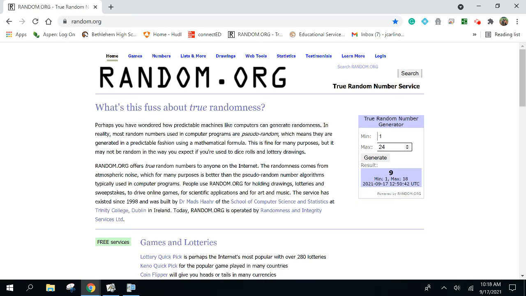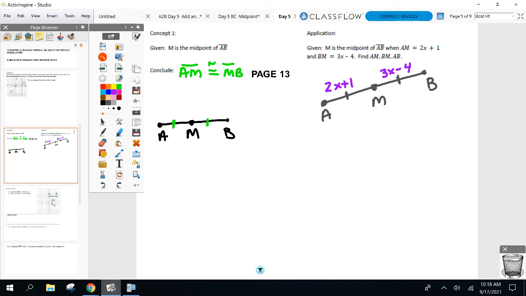Relax. Where is it over there? 11. Go right ahead. If we had an 11. We don't have an 11, do we? No, that's behind Josh. Of course, the one I picked there. Via, go ahead. What can I set up? So I think you can set up 2x plus 1 equals 3x minus 4. Now I can set this up. Yep, 2x plus 1 is the same length as 3x minus 4 because that's the midpoint.